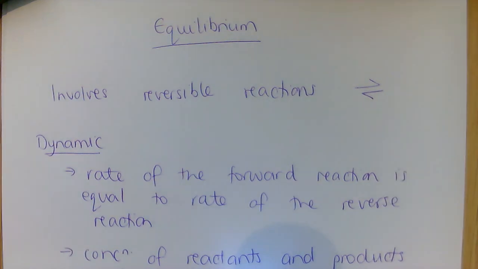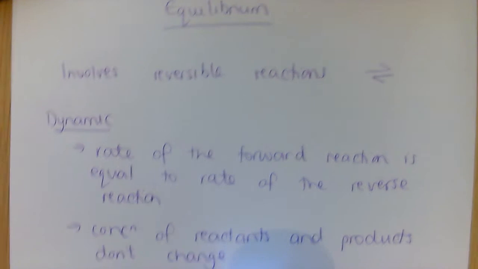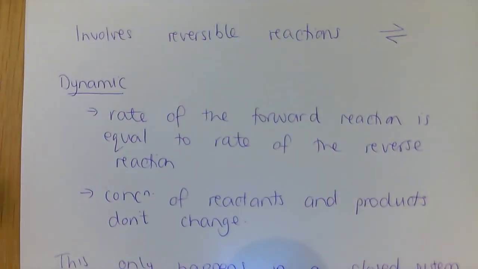What we will focus on is looking at dynamic equilibrium. And what we mean by dynamic equilibrium is these 2 points here. So when we're in dynamic equilibrium, the rate of the forward reaction is equal to the rate of the reverse reaction. And that means that the concentration of the reactant and the products doesn't change. It doesn't mean they're the same as one another, but it means that they won't change. So that's what we mean by dynamic equilibrium.